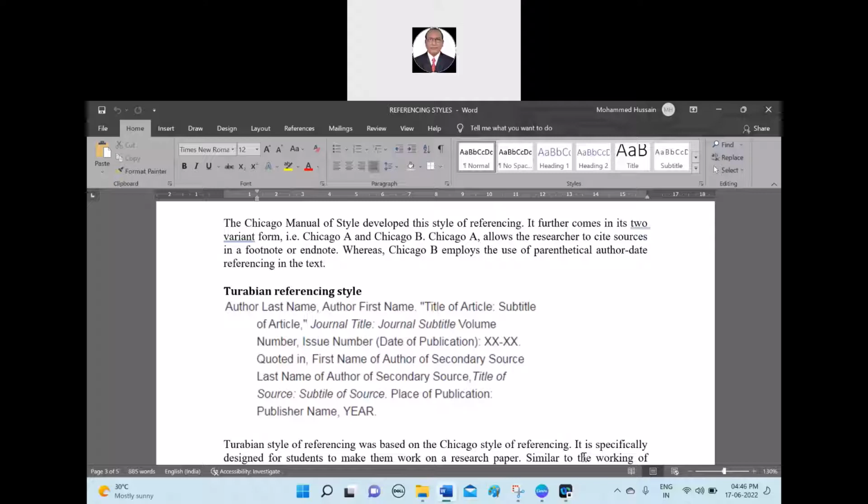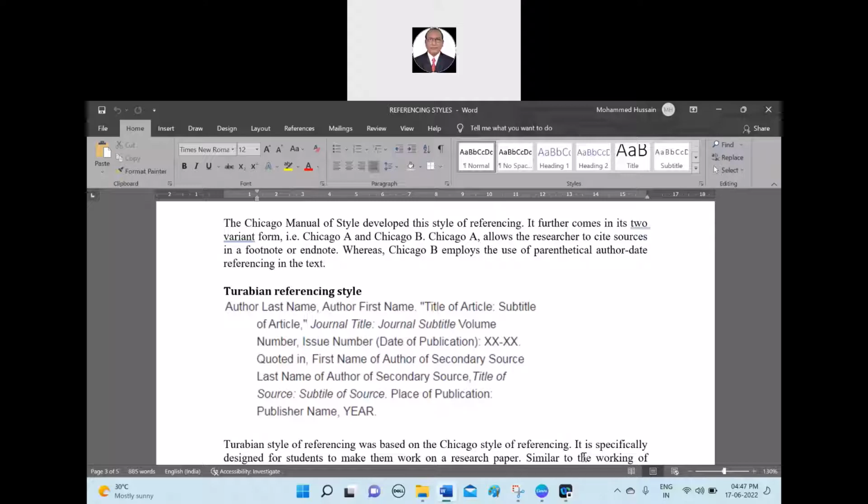The volume number is there, the issue number is there, the date of publication and the year of publication are there, and the quoted author name, the secondary source, the last name of the author, the title of the source and subtitle of the source. Title and subtitle are a must, and we write them with the colon. Later on, keep in mind, if it is an author's book, the edition comes. If there is no edition, it is deemed the first edition. Suppose the third edition: Arabic numeral 3rd, and try to avoid a small e, write capital E, D full stop.